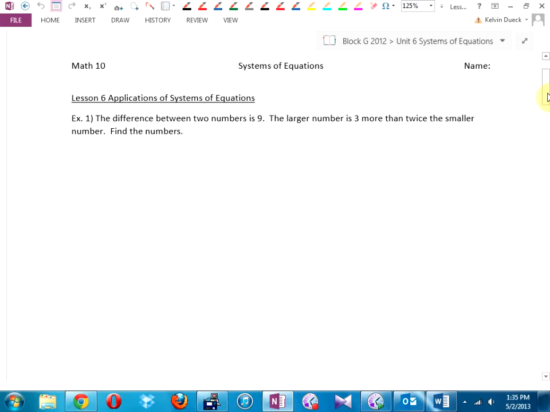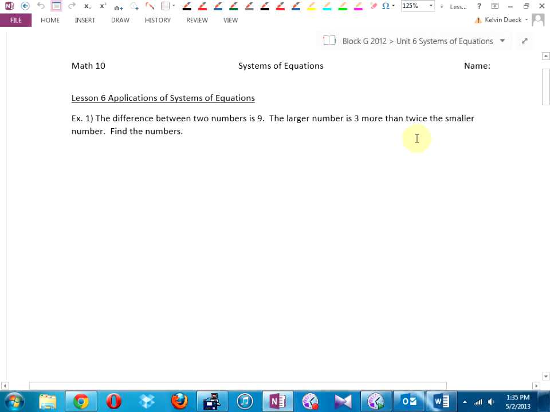Jacob: The difference between two numbers is 9. The larger number is 3 more than twice the smaller number. Find the numbers. Okay, first thing I always ask myself is, what are they asking me to find? The numbers. I need some variables. How many numbers? 2.